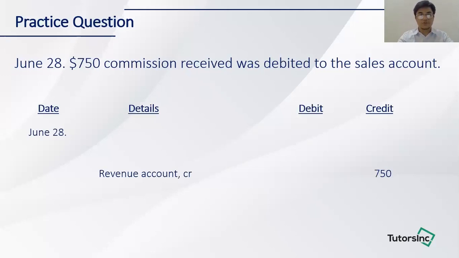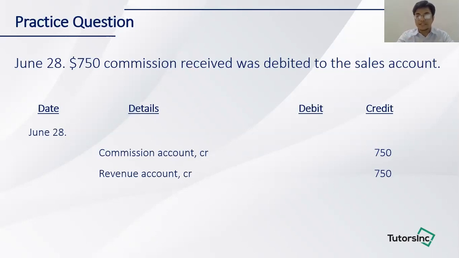So we are going to credit revenue account by $750 since we have debited this account by mistake. And we are also going to credit commission account since we have received an income as commission by $750, and income is a credit item. So commission received was supposed to be credited.